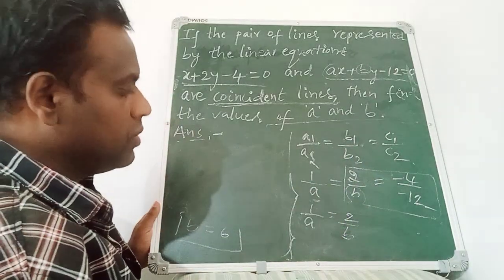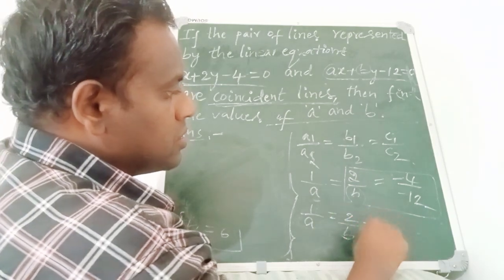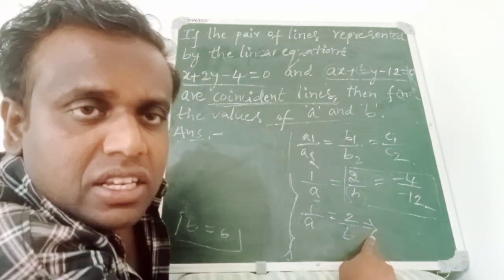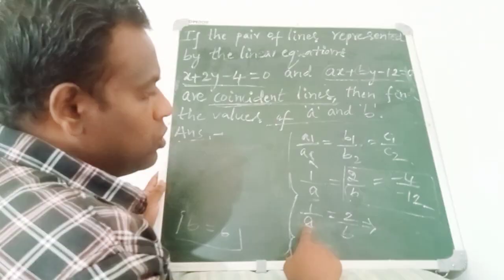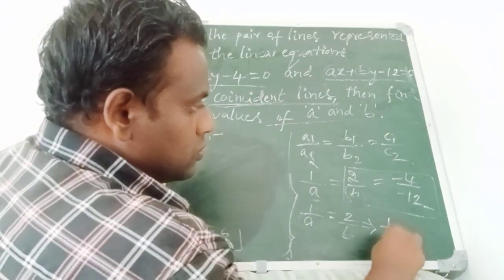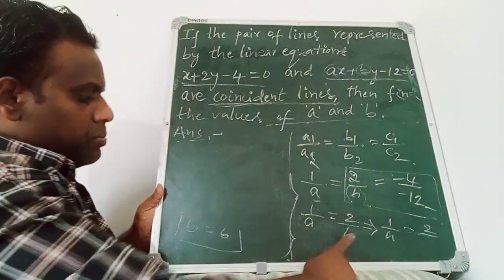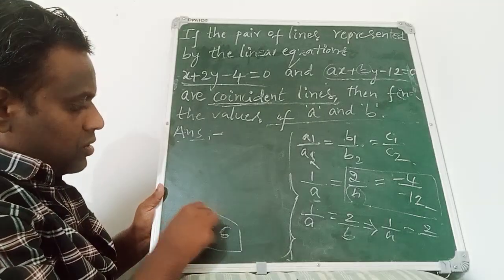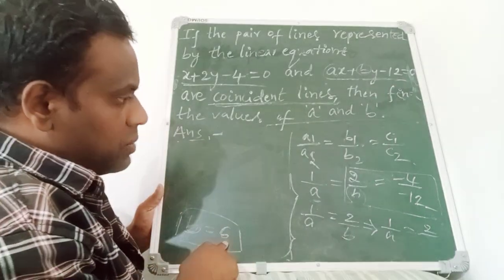Okay, next step, that implies. This is implies. Implies is different, the equal sign is different. So next step, 1 by a is equal to, this I will take as it is, 1 by a is equal to 2. In place of b, substitute this value 6. b is equal to 6, so in place of b, I am going to substitute 6.